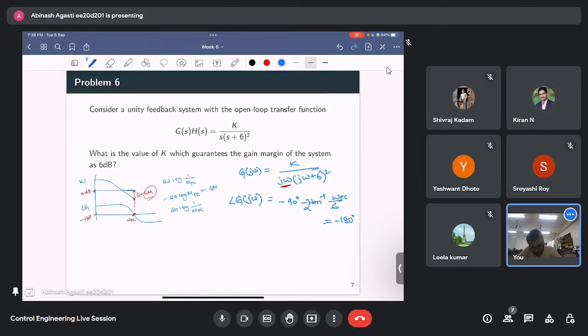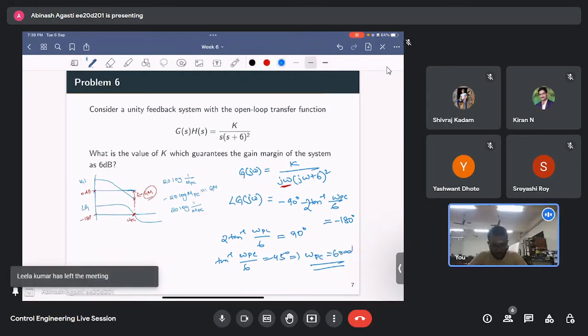Yes, that's correct. So this is basically 2 tan inverse ω_pc by 6 equal to 90 degrees. That means tan inverse ω_pc by 6 equal to 45 degrees. That means ω_pc is 6. So this is 6 radians per second. Now what do we want to find out? We want to find out the value of K, which guarantees the gain margin of the system as 6 dB.